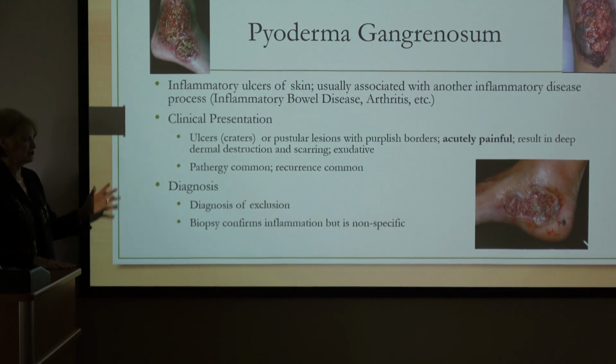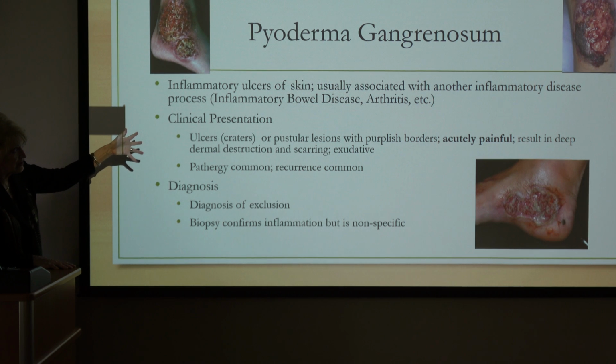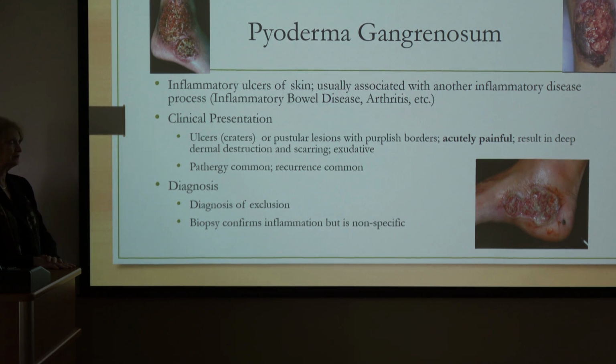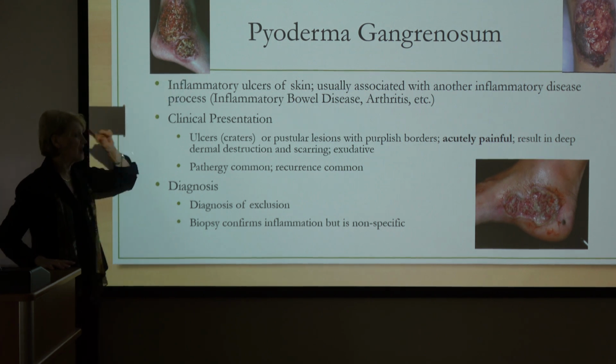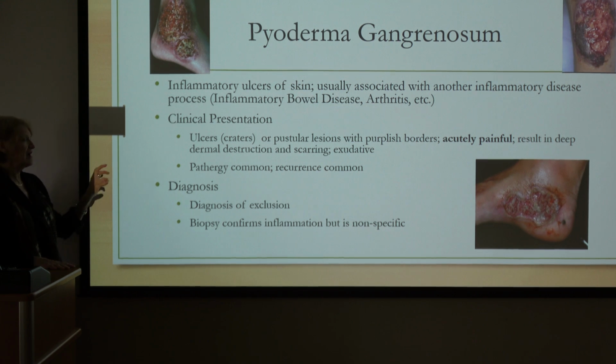How do these lesions present? Well, these are all very common presentations for pyoderma gangrenosum. Most commonly, you end up with full-thickness ulcers, craters. They may have kind of purplish borders, but not always. Sometimes you'll have pustular lesions, but more often they're crater-type lesions.